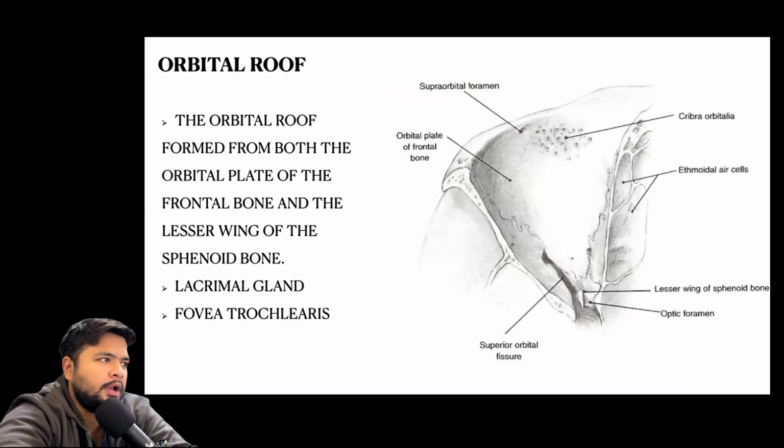The orbital roof is formed from both the orbital plate of the frontal bone and the lesser wing of the sphenoid bone, the lacrimal gland and the fovea trochlearis. In this image you can appreciate the orbital roof, and this cribra orbitalia are the small structures which are present on the orbital roof. Then ethmoidal air cells, as we discussed in the ethmoid bone that we studied before. And coming to the lesser wing of the sphenoid and the optic foramen and the superior orbital fissures. So these are the openings on the posterior aspect of the orbit.